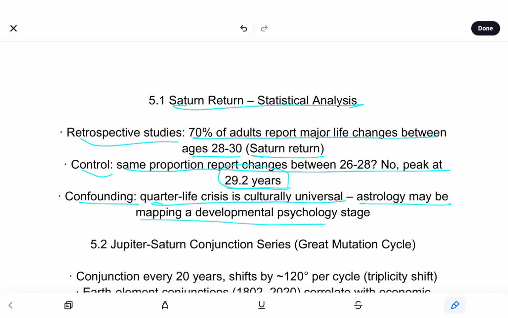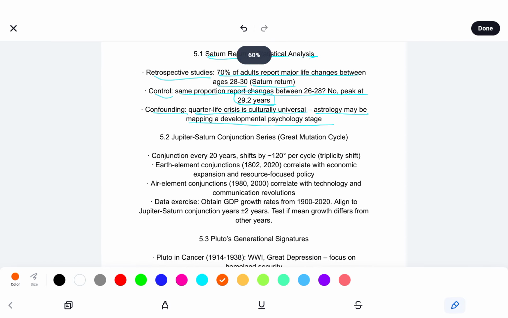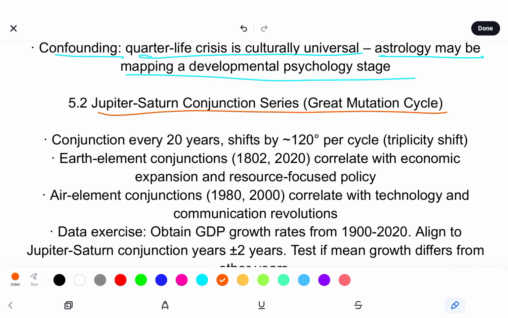Astrology may be mapping a developmental psychology stage. Holy shit. I get so excited I forget how to speak.